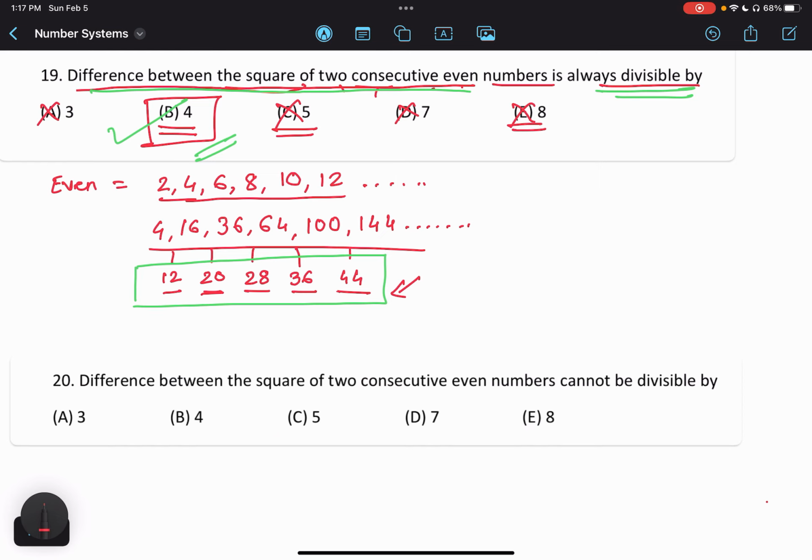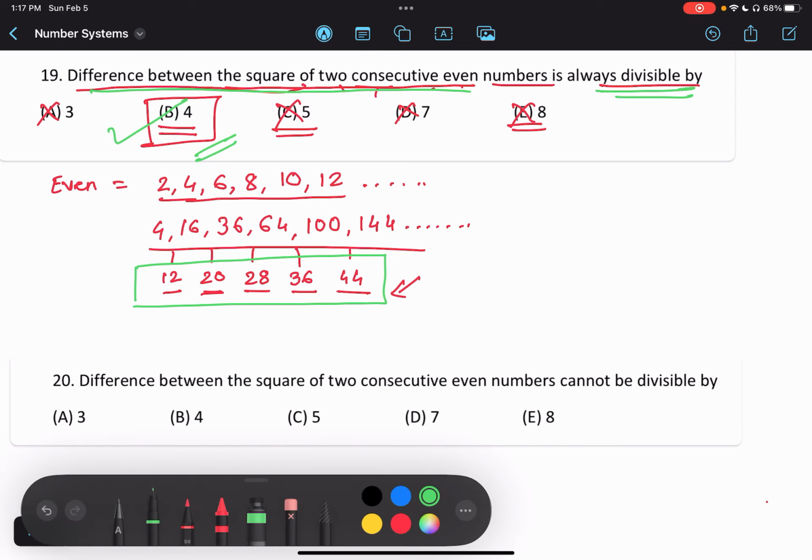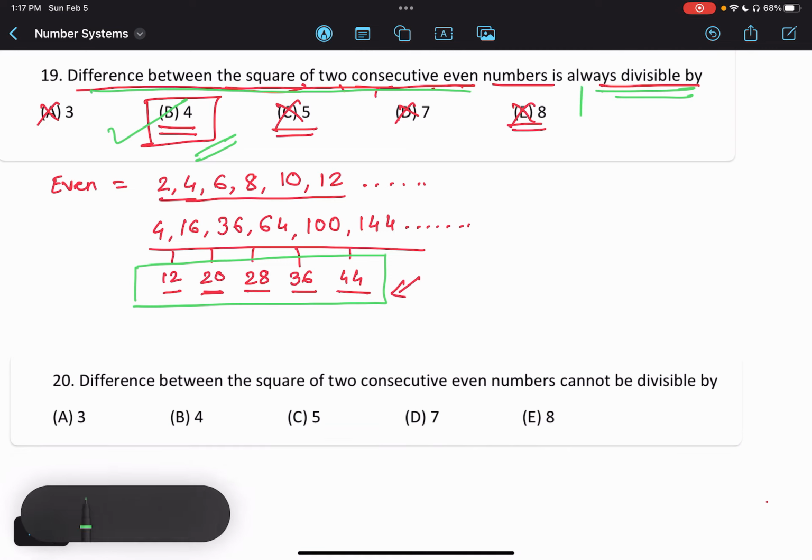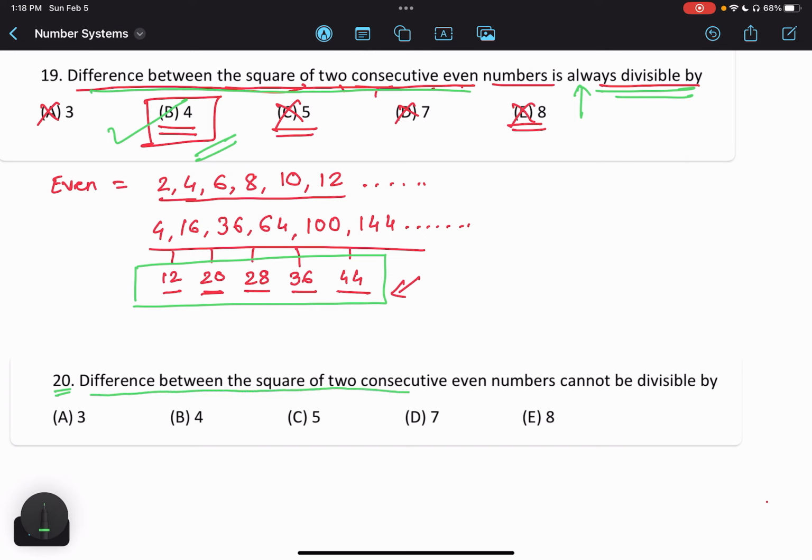As we have already solved question number 19, in it one of the most important parts to which we always have to pay attention is the word always. We wanted to find the number which always divides the difference. Now, if we see question number 20, it looks somewhat similar to question number 19, but it has some hidden tricks in there. Question number 20 says the difference between the squares of two consecutive even numbers cannot be divisible by. So, cannot.